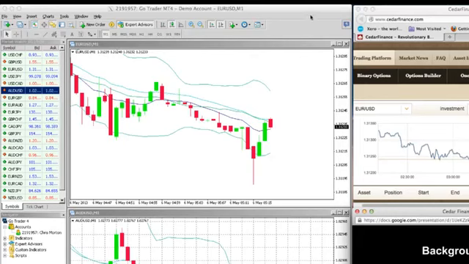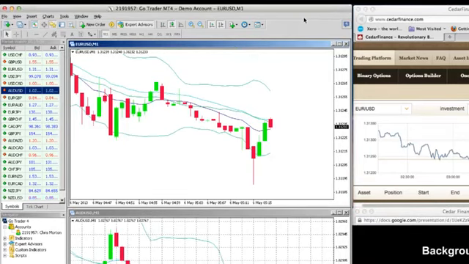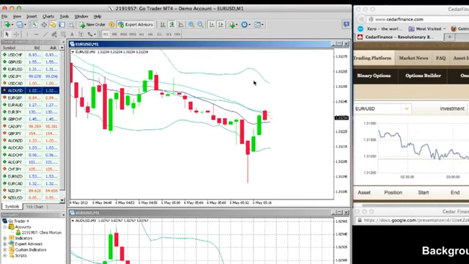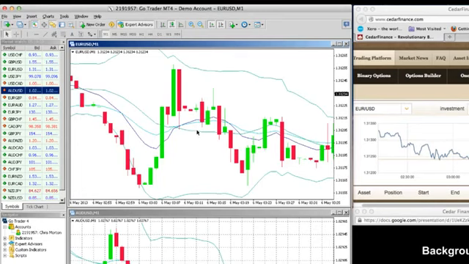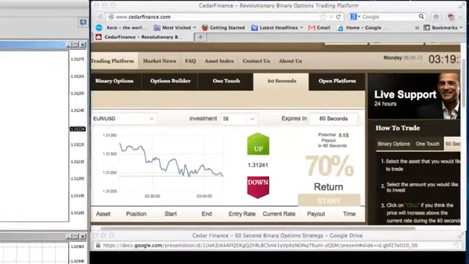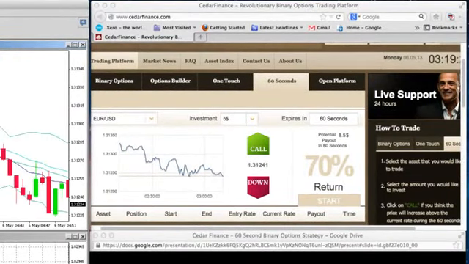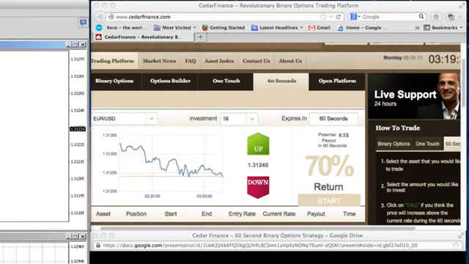This particular platform for the charting is using MetaTrader 4, and I've got a few indicators here. I've got the Bollinger Bands, and I've got a 15-minute moving average. I've also got a 13-minute moving average and a 26 exponential moving average, which are all indicators basically showing trends that are occurring.